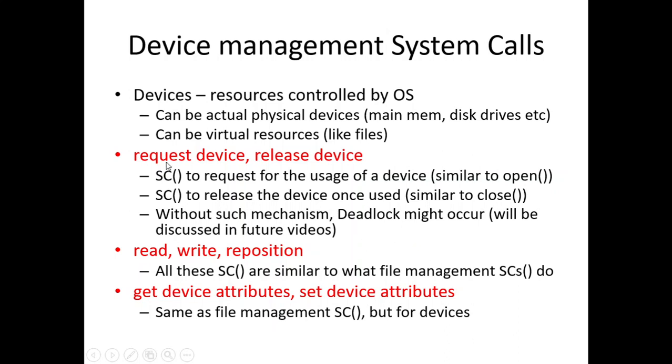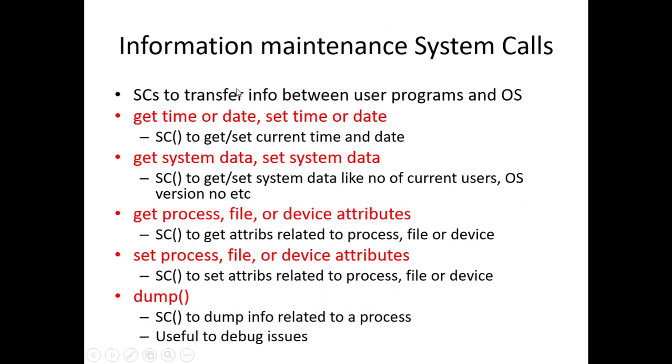And apart from this, we also have similar system calls like read, write, reposition, and get attributes and set attributes for devices. There might also be system calls which are issued in order to transfer information between a user program and the operating system. For example, in the user program, you might want to get the time or the date, or set the time and date. You can do that by issuing system calls to get or set the current time and the date.